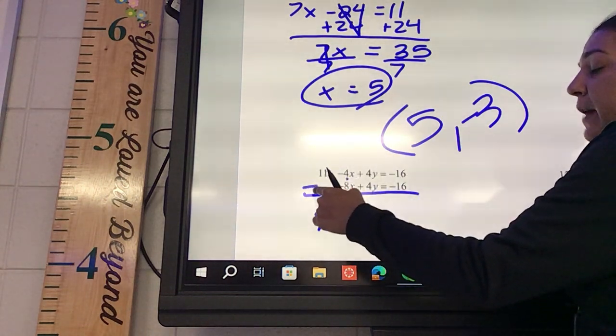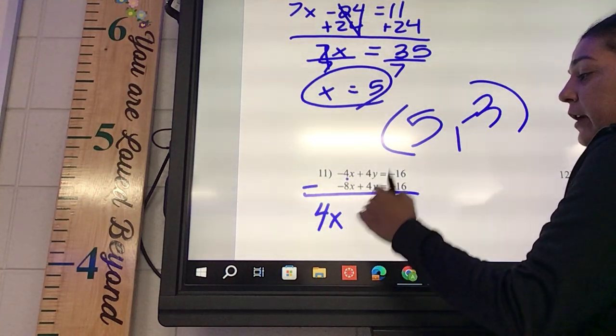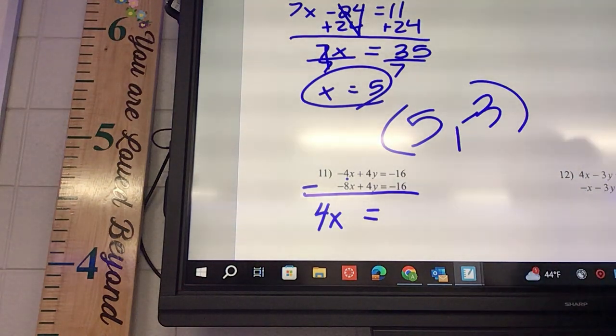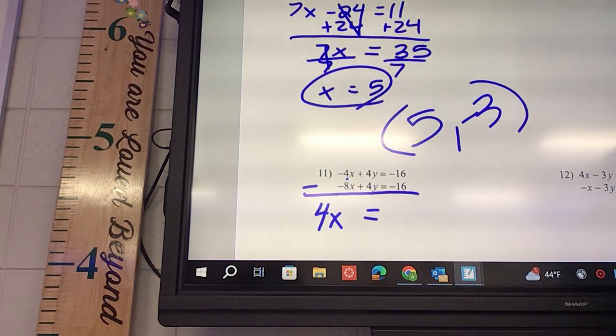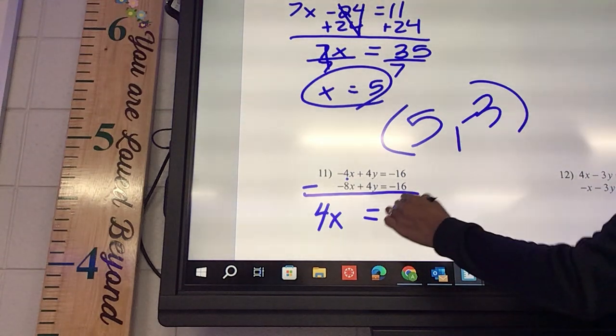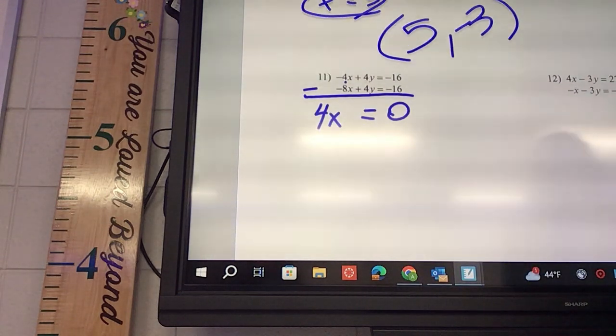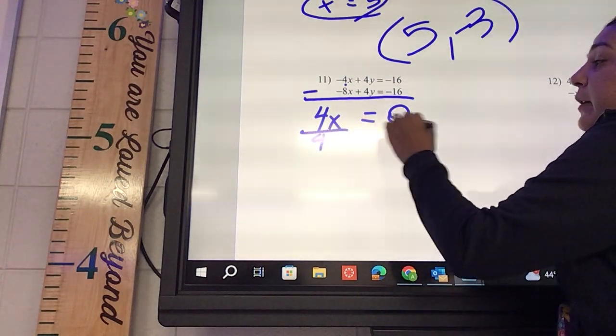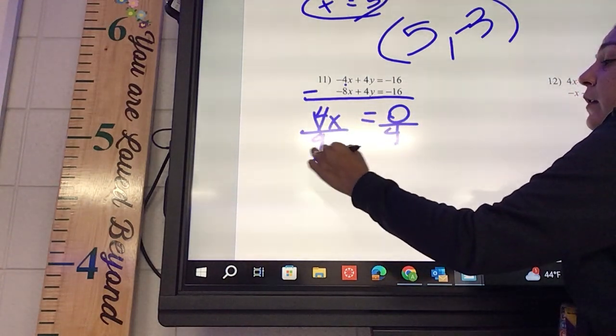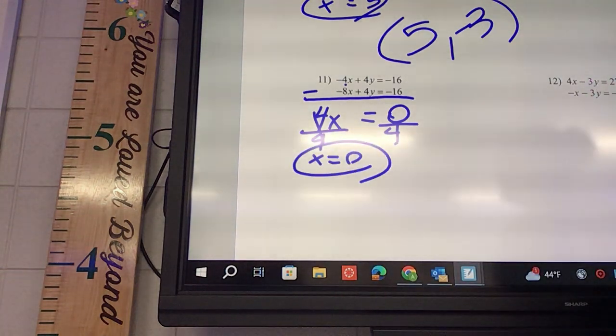Okay, and then 4 minus 4 is going to be 0. And then negative 16 minus negative 16. 0. Okay, and then we're going to divide by 4. And so we get x equals 0.